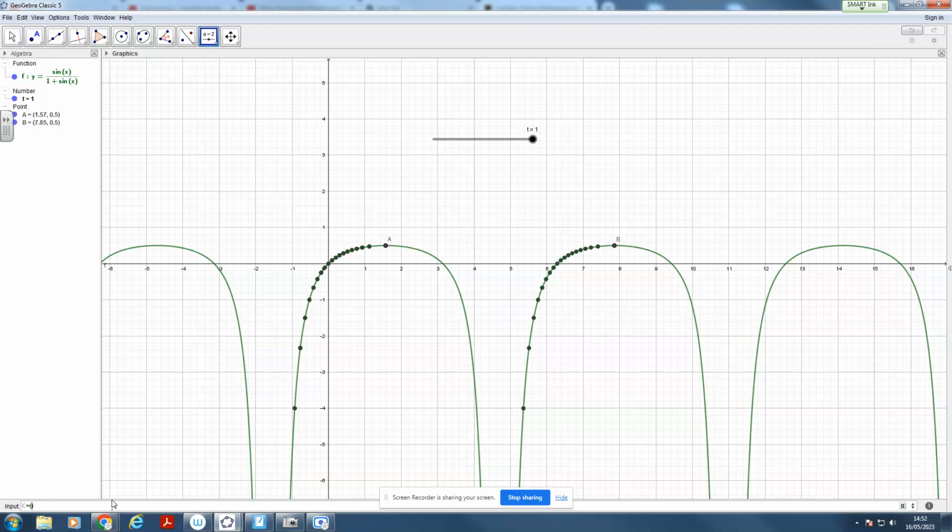C equals, right, so let's have pi minus arcsine t, and then t divided by 1 plus t. Okay, and then let's set a trace on C.